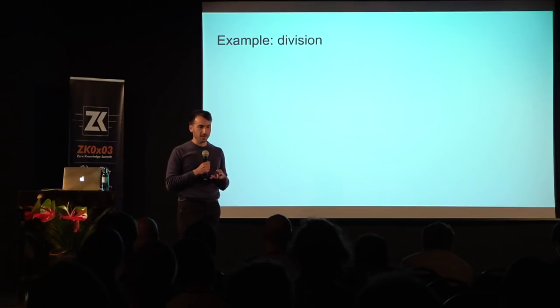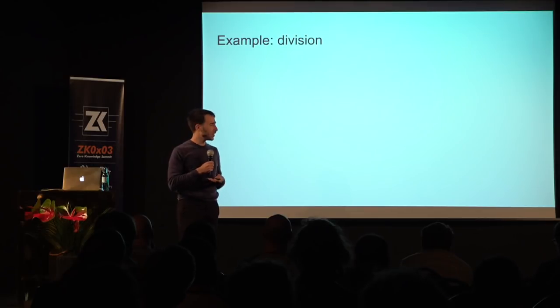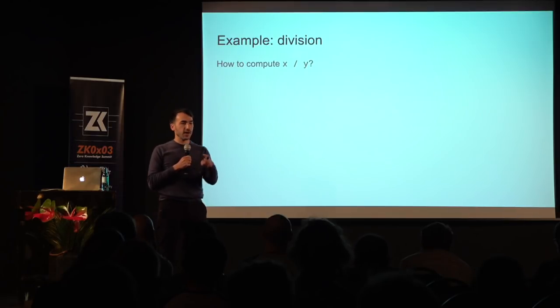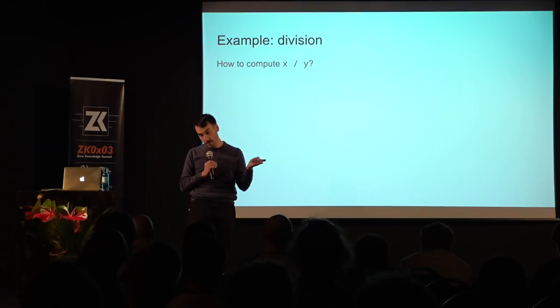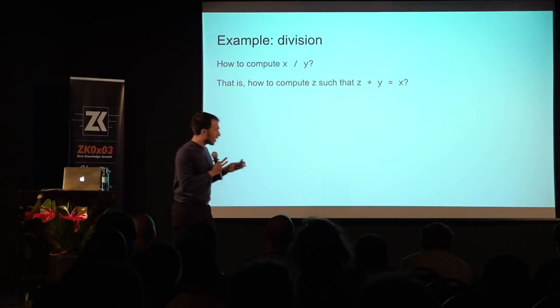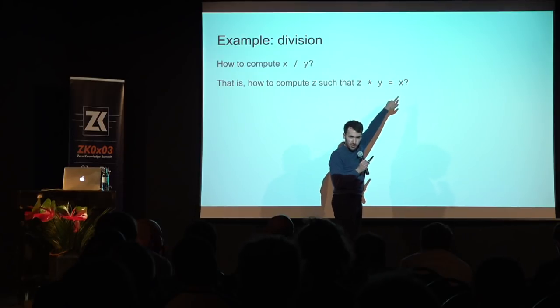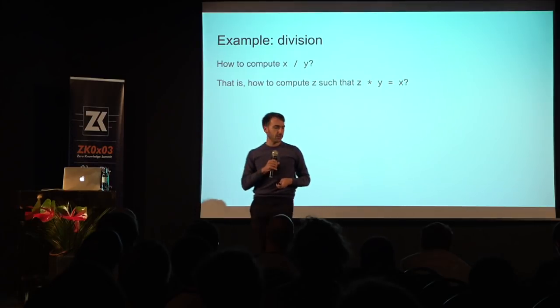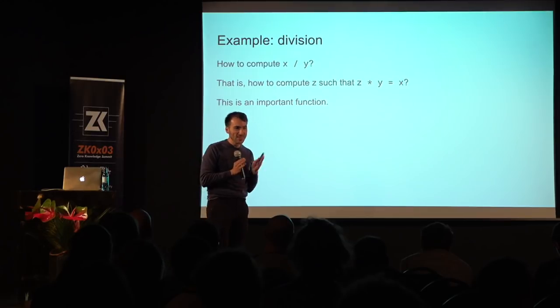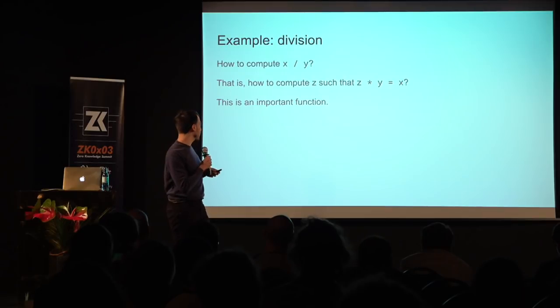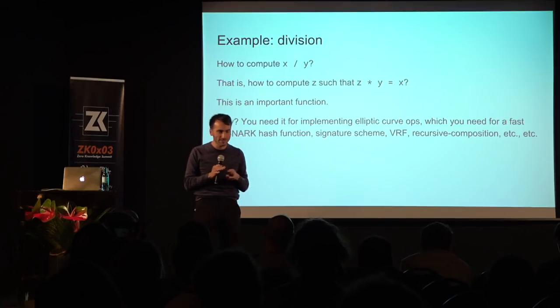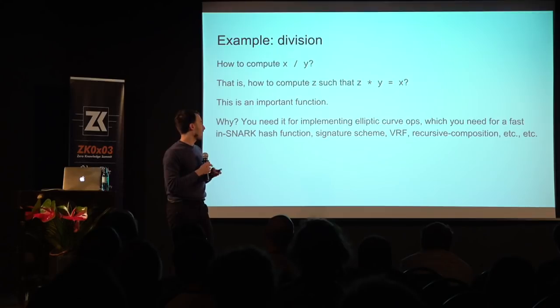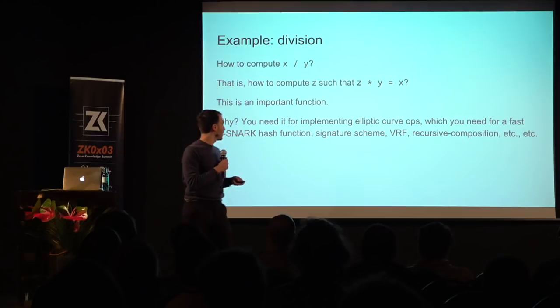Let's have a concrete example of what using this non-determinism power looks like, to do a very simple computation. In some sense, it's the simplest possible computation. And that computation is dividing numbers. So if I give you x and y, and you can do multiplication and addition and nothing else, let's say, how are you going to compute x divided by y? Another way of saying this: you want to find some z so that z times y equals x. People see that you divide by y and it says z is x divided by y, right? Okay. So you just want to find a z where that's true. I know it's a simple, silly example, but it's a very important function. You need it to efficiently implement elliptic curve arithmetic, which you need for doing anything inside of SNARKs. Hash functions, Pedersen hash, signatures, VRF, recursive composition, the list just goes on and on.